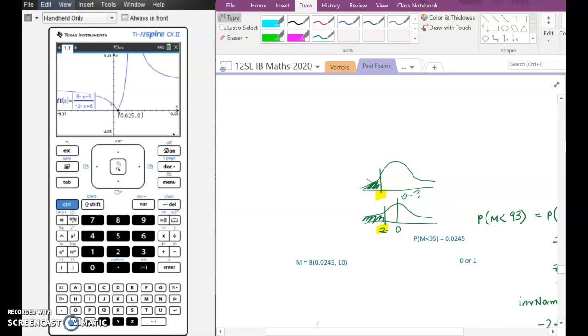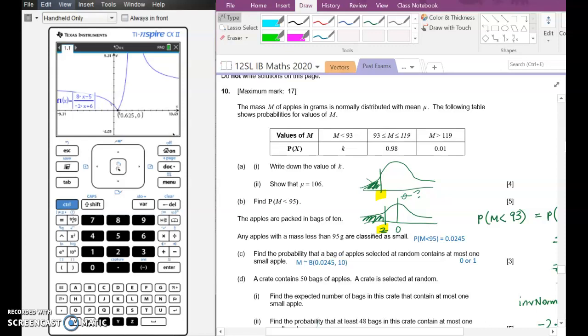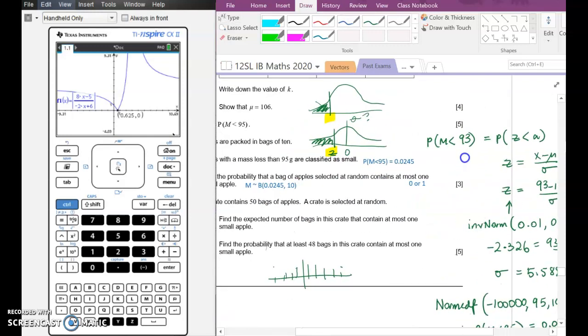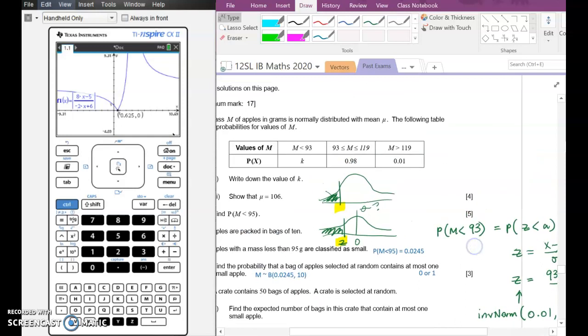And then to get the value of k, if you graphed it, you actually end up realizing that it is nicely symmetrical. Where if you've got mu here, got that, 93 and 119, they're symmetrical because they both have the same probabilities on the upper and lower end, which means the midpoint, which is 106, would have to be the mean.